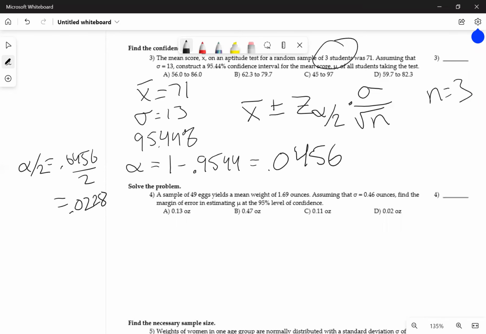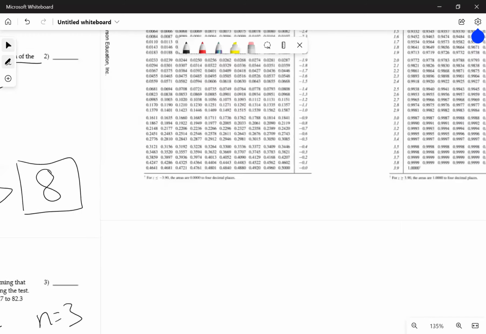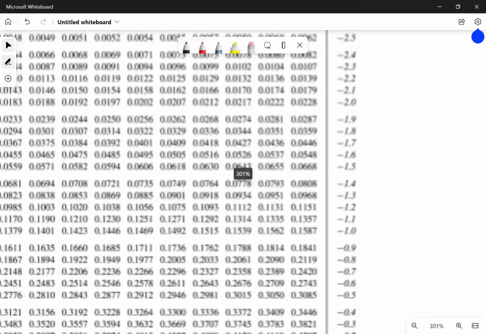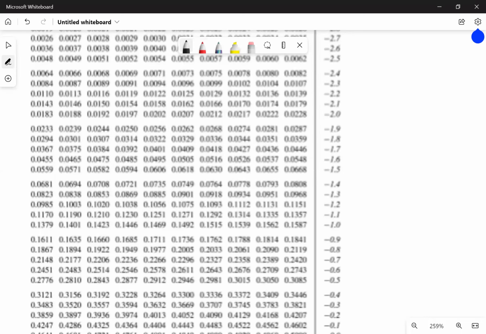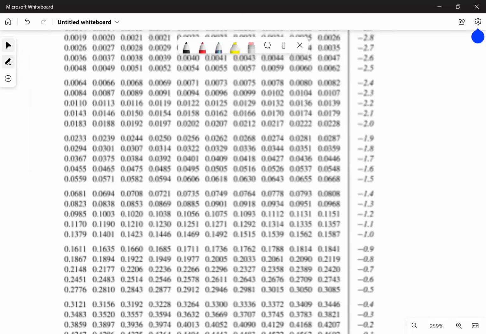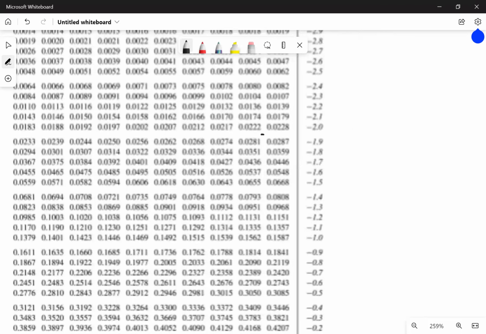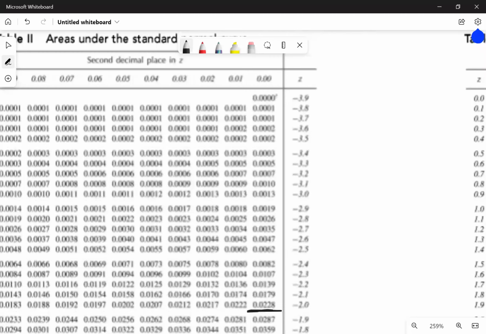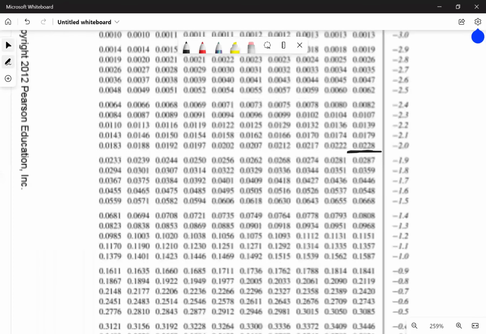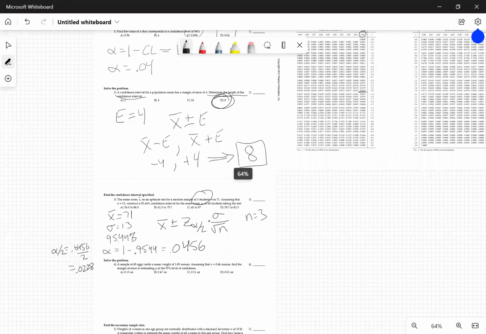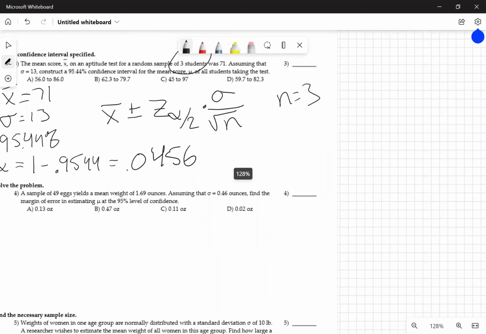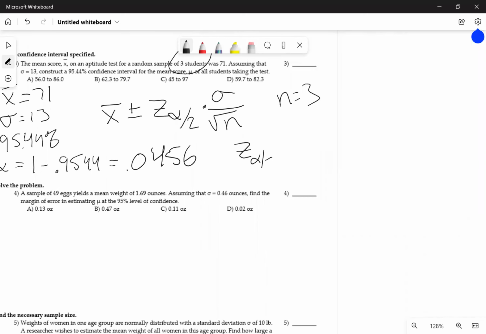So I have to look for my Z that gives me 0.0228. So I'm going to come over here to my chart, and I'm looking for 0.0228. And lo and behold, 0.0228 is right there. And that's negative 2.0, and then this is 0. So it is negative 2. So the Z of alpha over 2 is going to be 2.0.